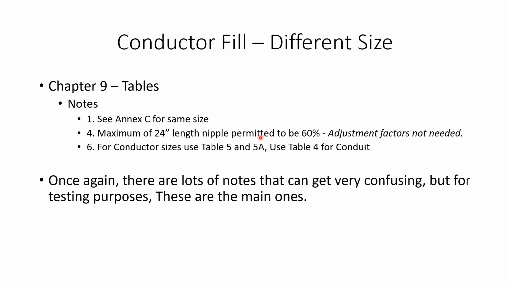So note number 4, this is important. A nipple with a maximum length of 24 inches is permitted to be filled 60%. Remember that table? It was only 40% you could fill with more than two conductors. Well, guess what? If it's a nipple up to 24 inches, you can actually fill it 60%. That's kind of obvious, for obvious reasons. You don't have to pull that wire very far. You just go maybe from your service to your main panel, and it might be 6, 8, 10 inches or whatever. And so you can fill that one 60%.